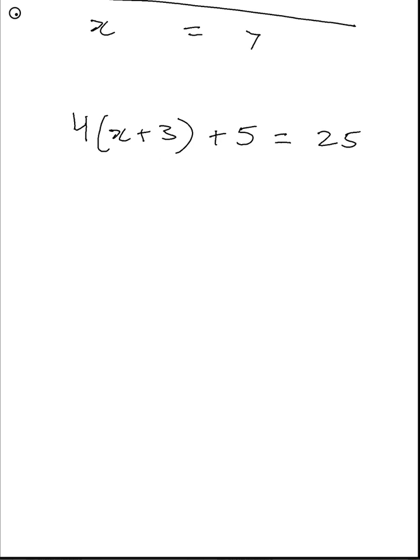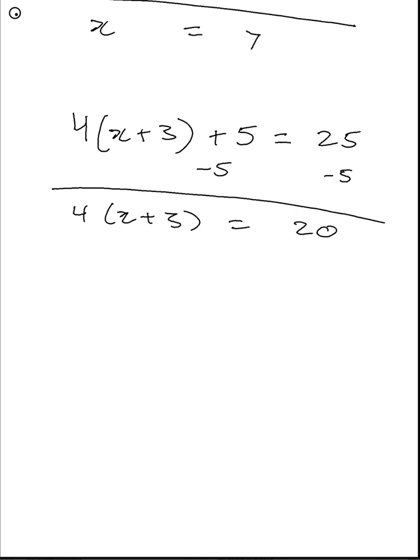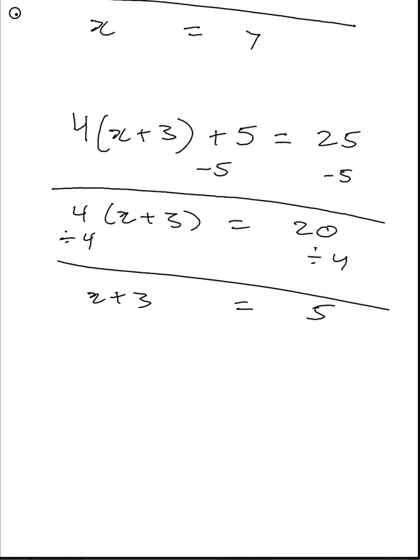So doing this, first we can subtract 5 from both sides. So then you get 4 times (x plus 3) is equal to 20. Then you divide by 4. So then you get x plus 3 is equal to 5. And then you subtract 3 from both sides, and you get x is equal to 2. That's one way you can do it.